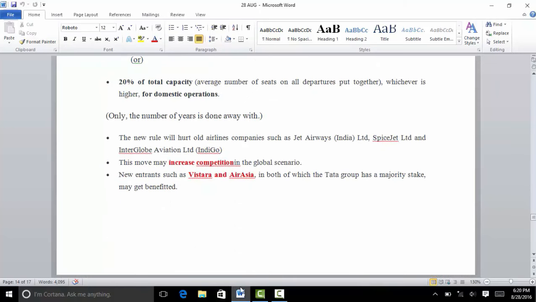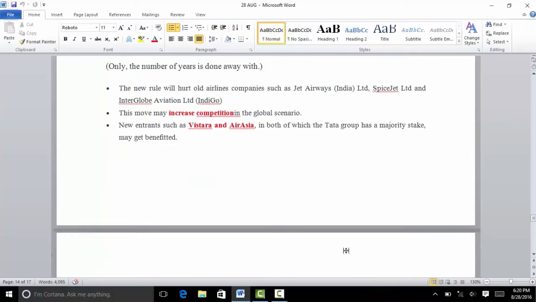So it said that some of the new players like Vistara and AirAsia would benefit more than older players like Jet Airways and Indigo. And naturally, Jet Airways and Indigo are not happy with this dilution.